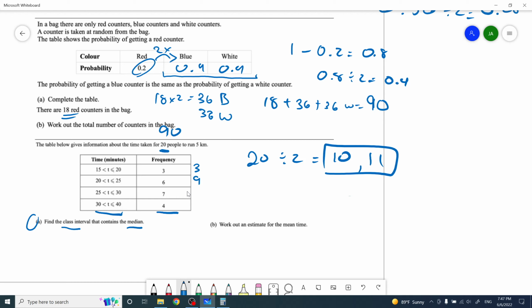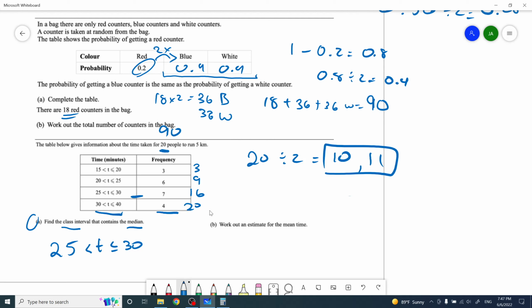So number 10 and number 11 are going to be in here. So this is going to be where my median is at, because the 10th and 11th numbers are here. In fact, my 10th number to my 16th number will be in here. My 17th to my 20th number would be here.